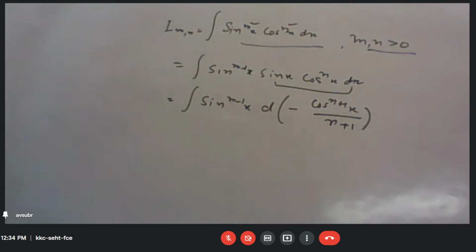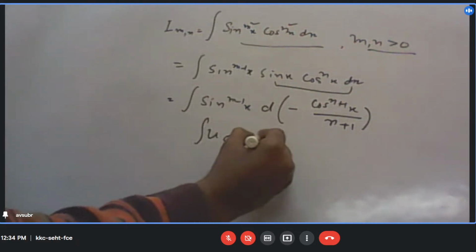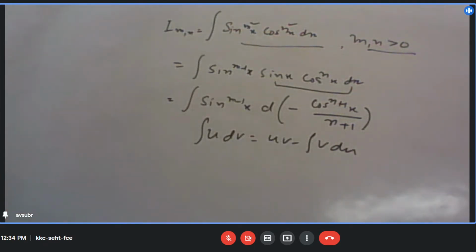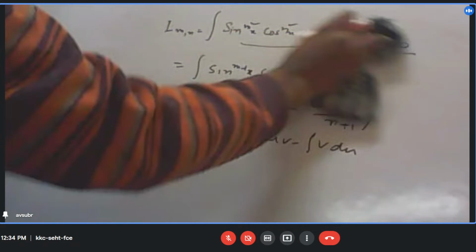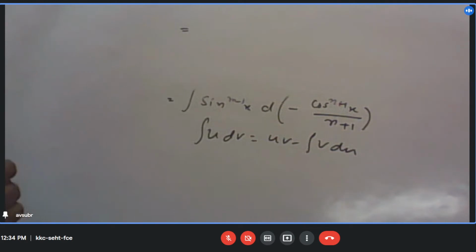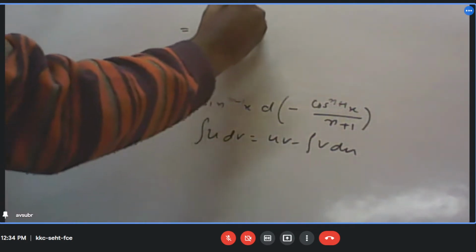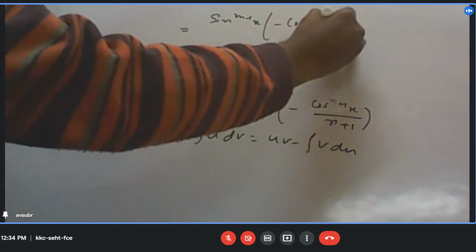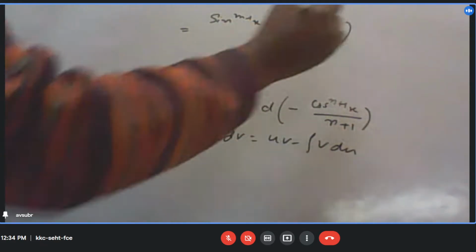Yes, sir. All right. So now what next should we do? Once again, we shall apply our formula, integral of u dv is equal to uv minus integral of v du. That is, we will integrate this integral by parts. Once we do that, can you tell me what are the terms we are going to get? We will be getting u, meaning sine to the power m minus 1 x, multiplied by minus cos to the power n plus 1 x by n plus 1. Is it okay?